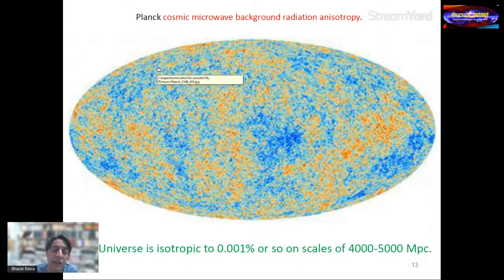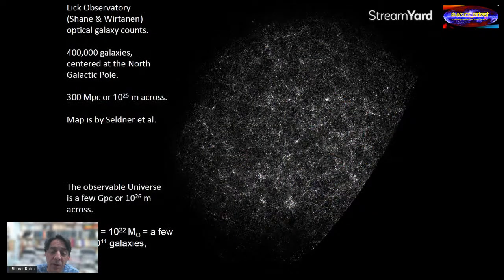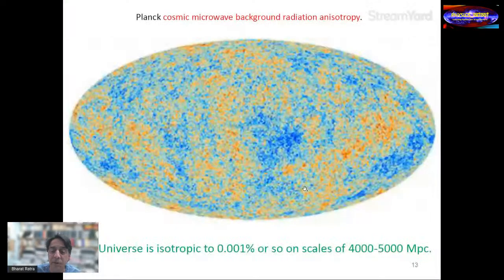So when you look over here, and you look over here, and you look over here, the difference is 1 part in 10 to the 5, or 0.001%. And if you go to smaller scales, you get much, much larger differences. You look over here, you see thousands of galaxies. You look over here, you see hardly any galaxies. And the differences become much more pronounced on smaller scales.